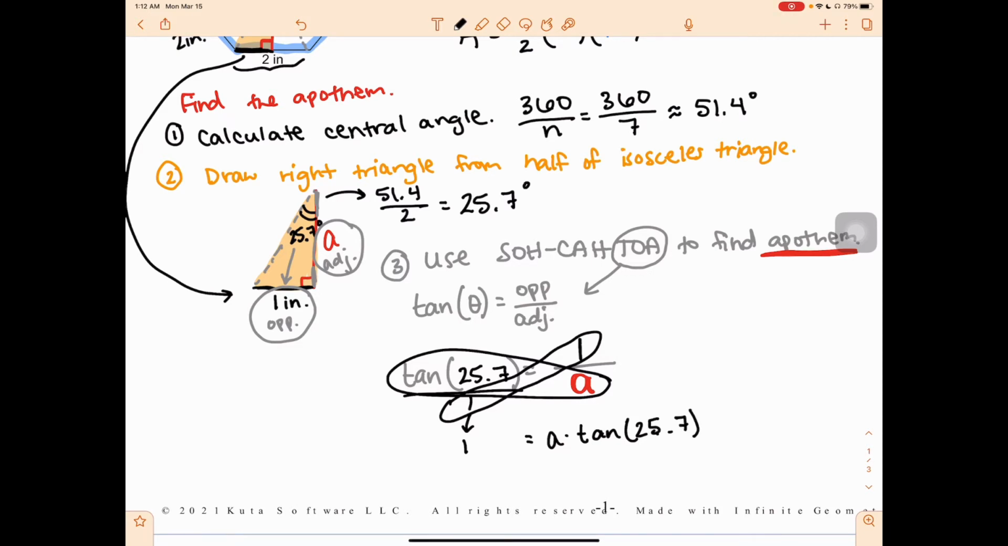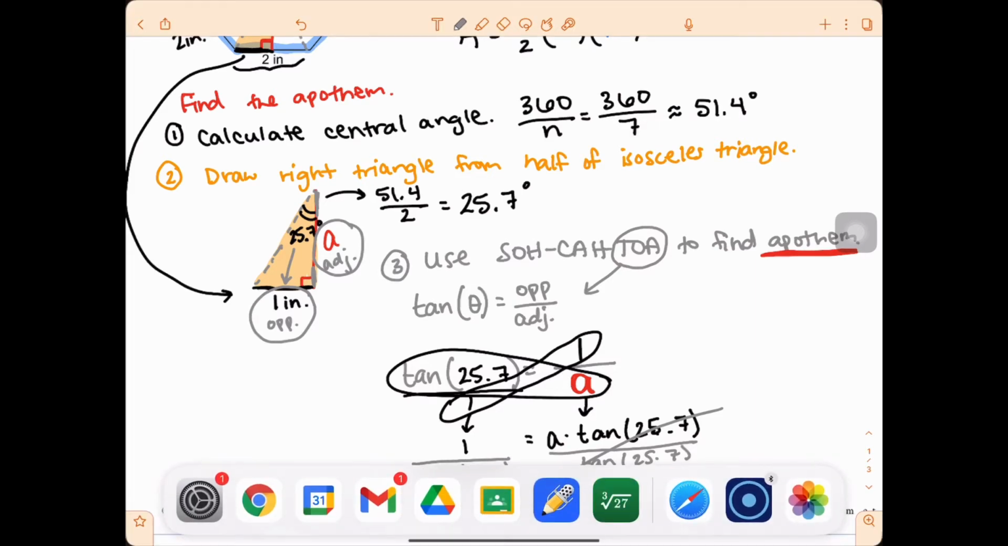And now in order to get the a by itself, we're going to divide both sides by tangent of 25.7 because that just equals 1. So it gets rid of it on the right side. And now all I'm left with on the right side is the apothem. So my apothem is going to equal approximately whatever 1 divided by the tangent of 25.7 is.